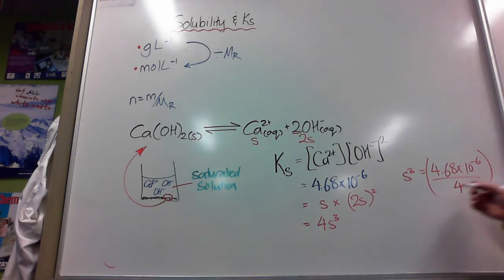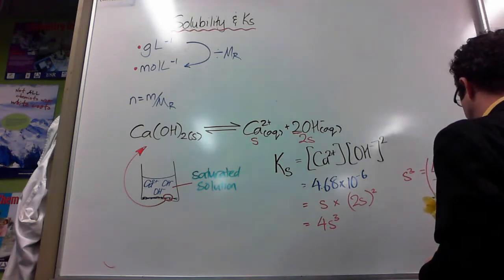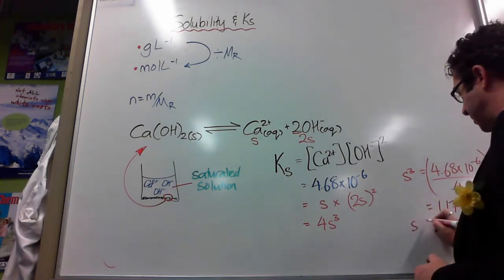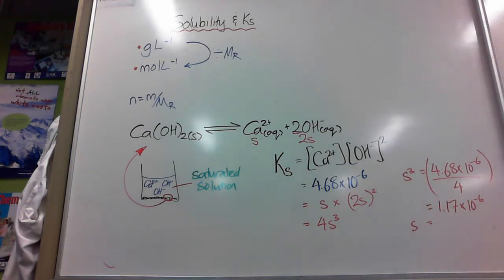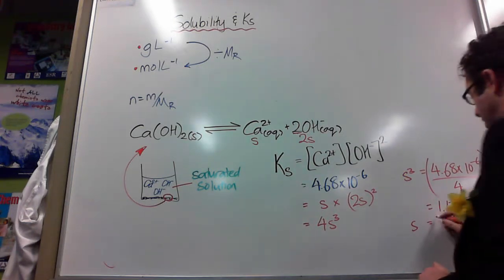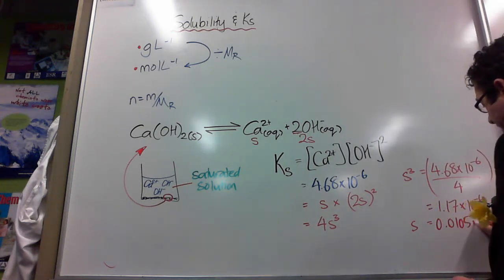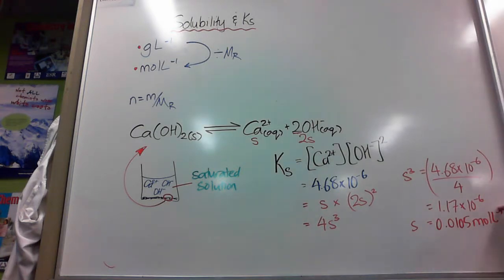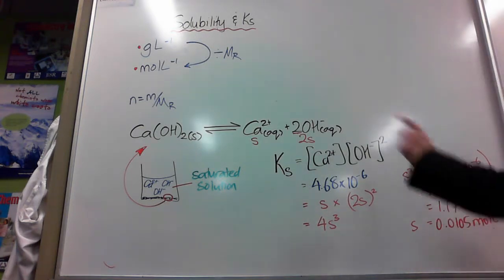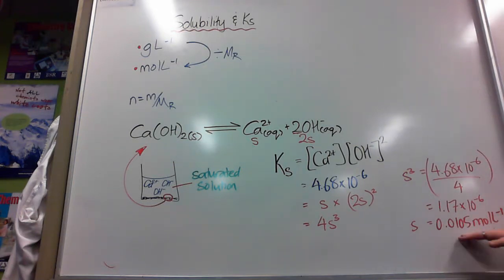Okay, so this number here is 1.17 times 10 to the negative 6. And then S is going to be the cube root of this value, which is 0.0105, and my unit here is moles per litre. So that's the solubility of calcium hydroxide. I think you'd agree that's a very, very tiny number.